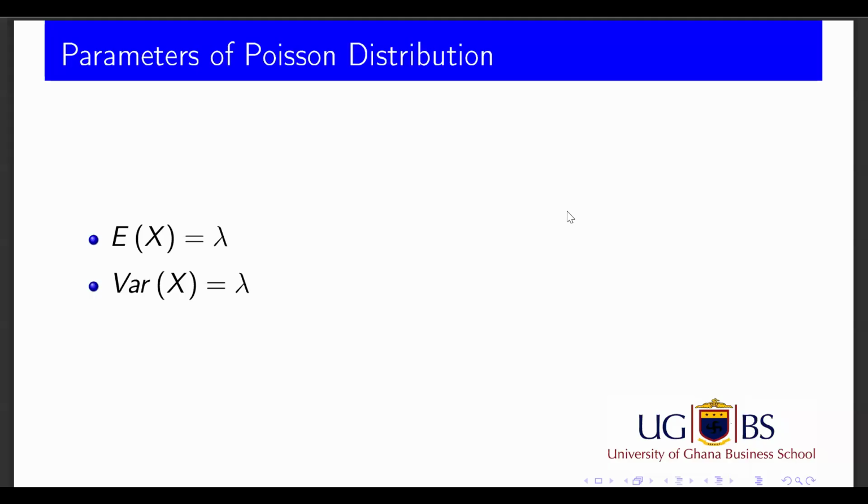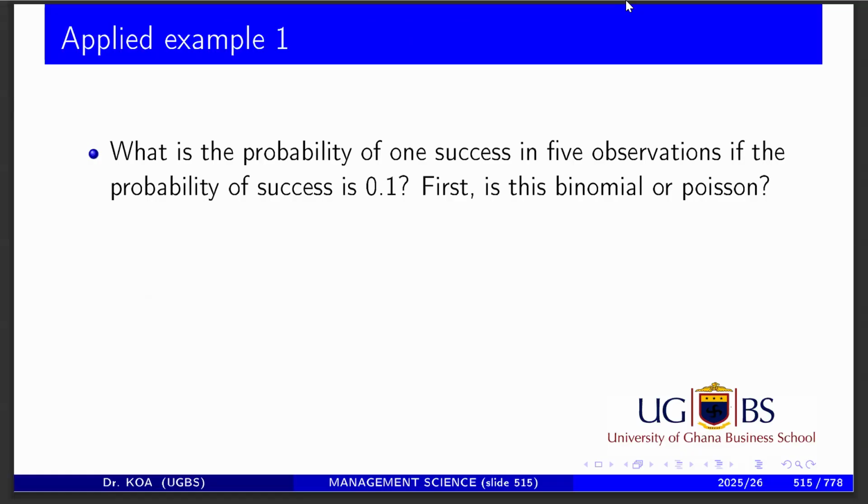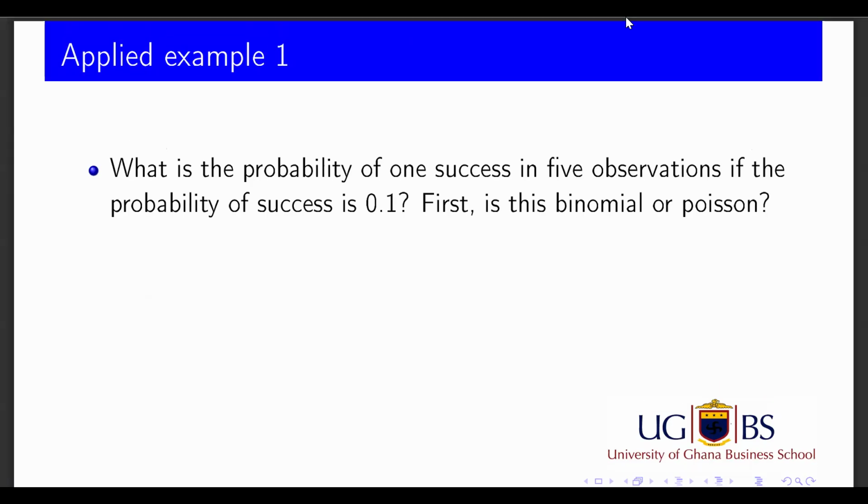So the average makes the mean and then the variance. All right. So now that you write this down, the mean and the variance. We're going to take a couple of questions to see how you identify. Let's take the first one. You will never know directly that it is Poisson or binomial. So I'll always ask you, what is the probability of one success in 5 observations if the probability of success is 0.1? Is this binomial or Poisson?